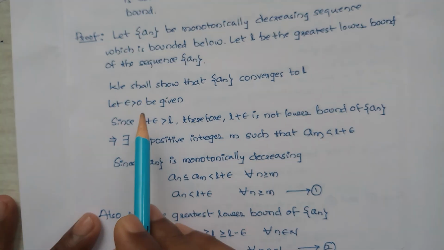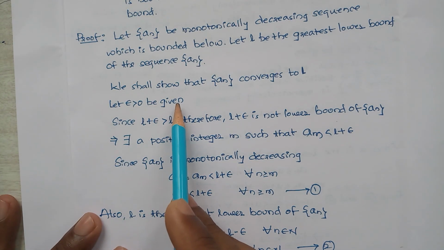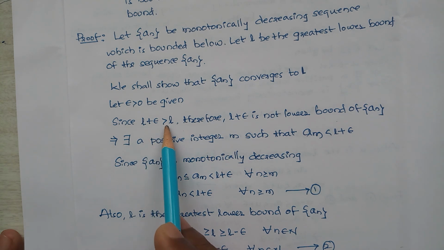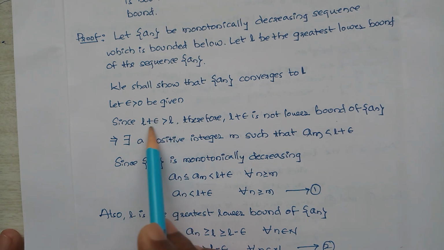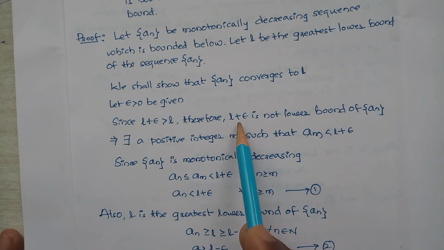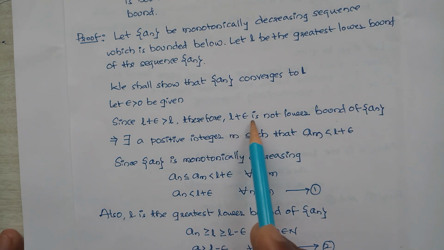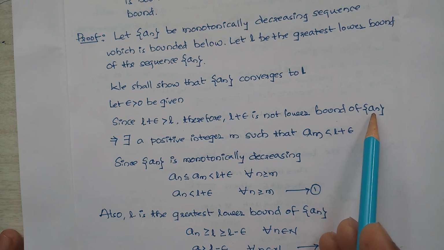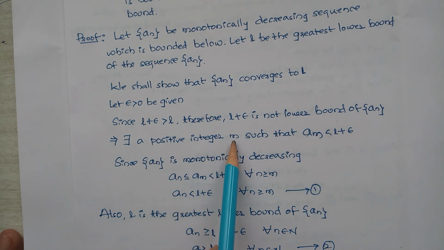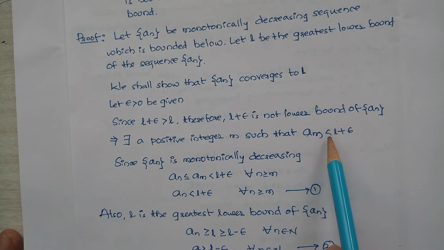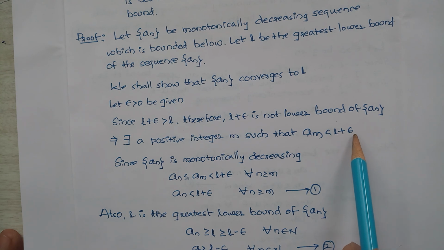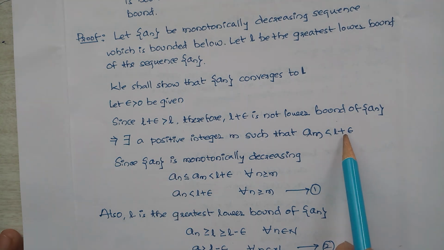So let epsilon greater than 0 be given. Since L plus epsilon is greater than L, this is not a lower bound. Therefore L plus epsilon is not a lower bound of the sequence a_n. There exists a positive integer m such that a_m is less than L plus epsilon.